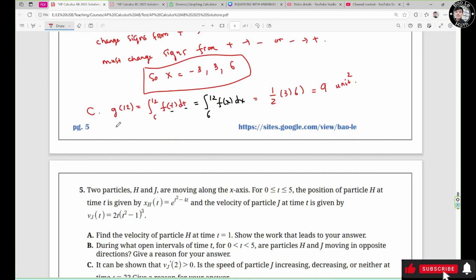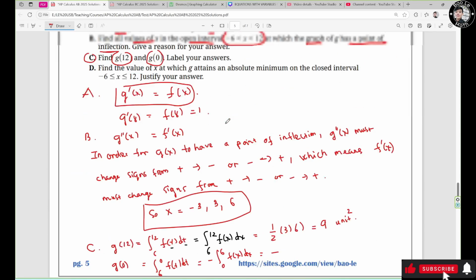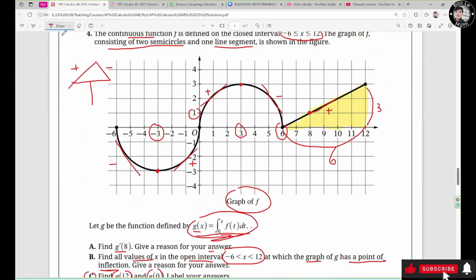Now, g of 0 is going to be the integral from 6 to 0 of f of t dt. So it's going to be negative the integral from 0 to 6. You just swap the bounds right here and you change the sign, right? So it's negative the integral of f of s ds, right? Now from 0 to 6, it is the semicircle right here.